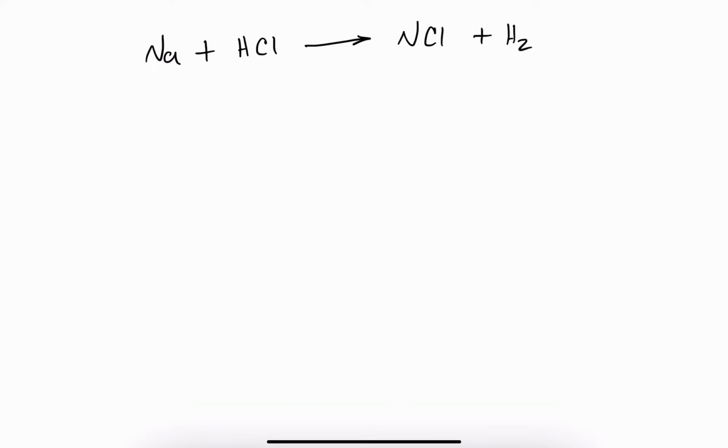The first thing I do is, for each of the elements, I want to know how much I've got on the left-hand side and how much I've got on the right-hand side. So let's make a little chart here. We have sodium, hydrogen, and chlorine on the left-hand side. On the right-hand side, we have sodium, hydrogen, and chlorine as well.